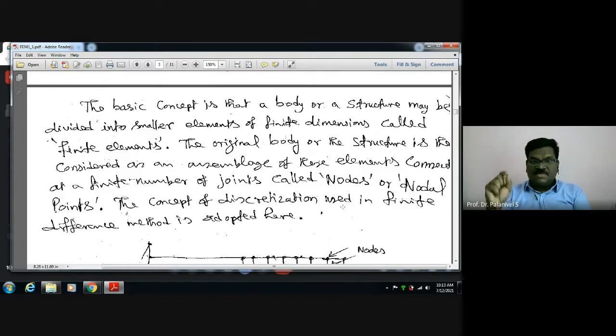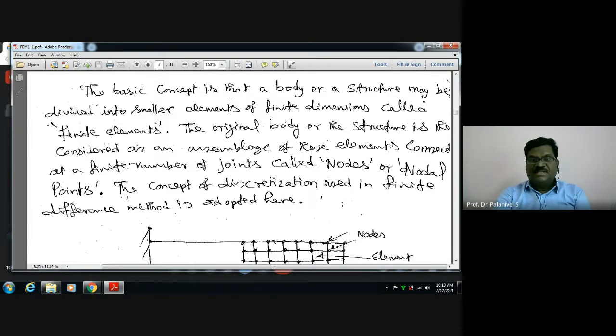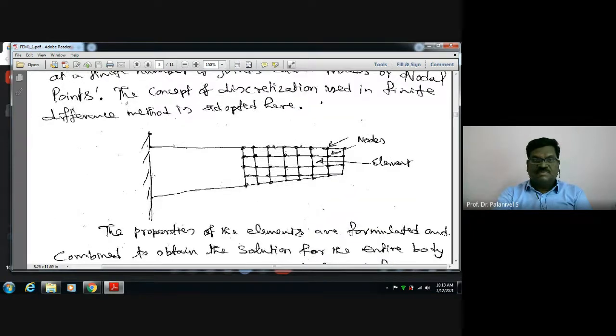The concept of discretization used in the finite difference method is adopted here in the finite element method. Suppose you have a cantilever beam. The body of the beam we are discretizing into several elements of finite dimensions.